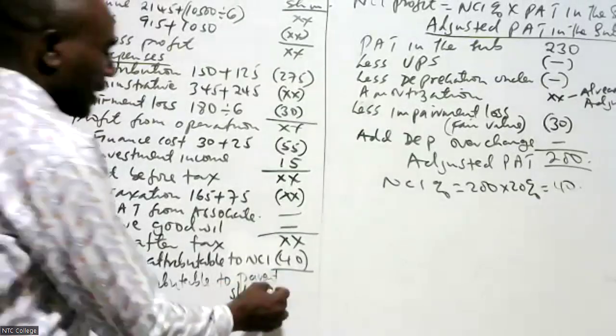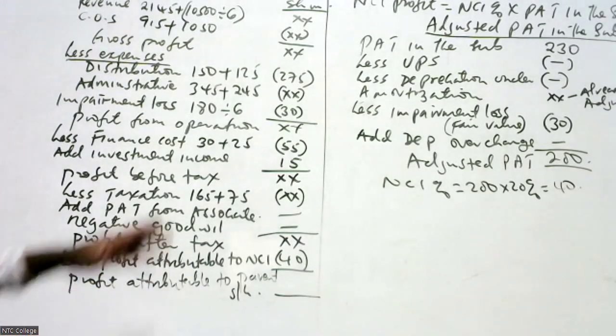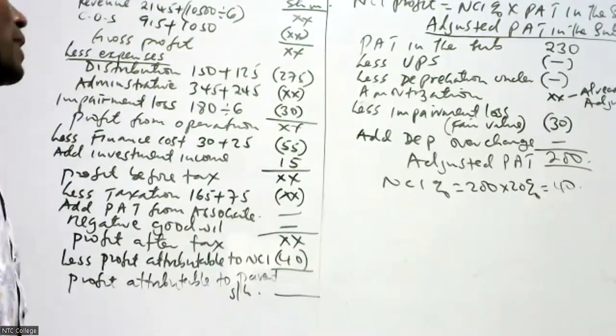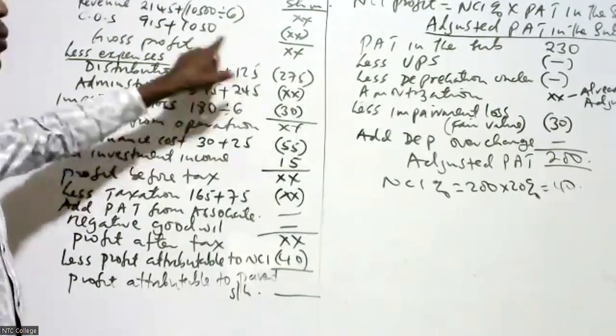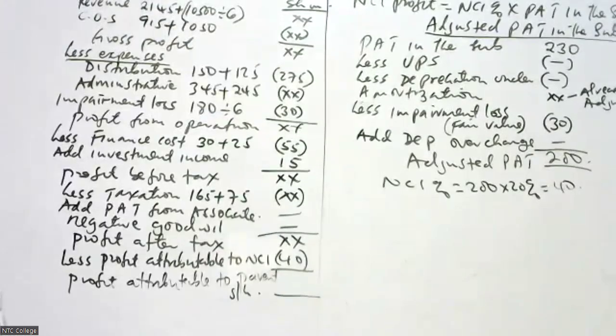Okay, we get profit attributable to parent shareholder. Then that is the end of our income statement. I believe this one you will be filling: you take, you add, you get figures there, up to there. Don't put XX in your book, kindly.